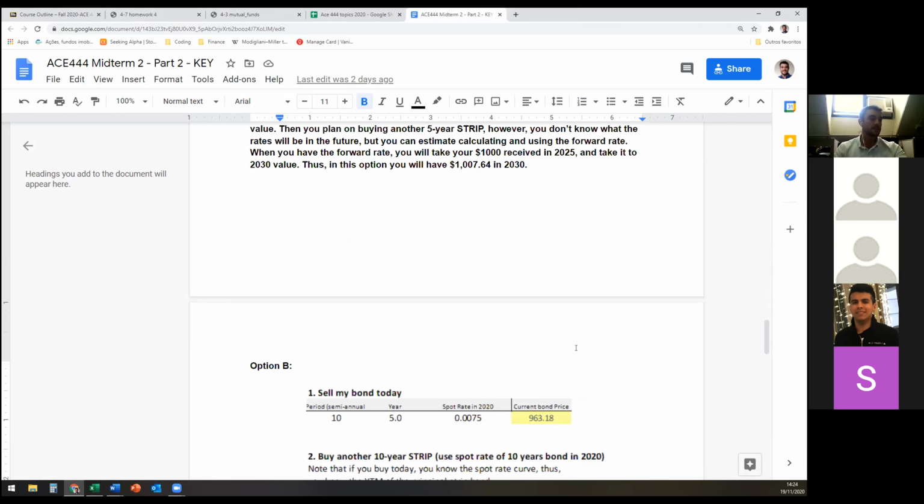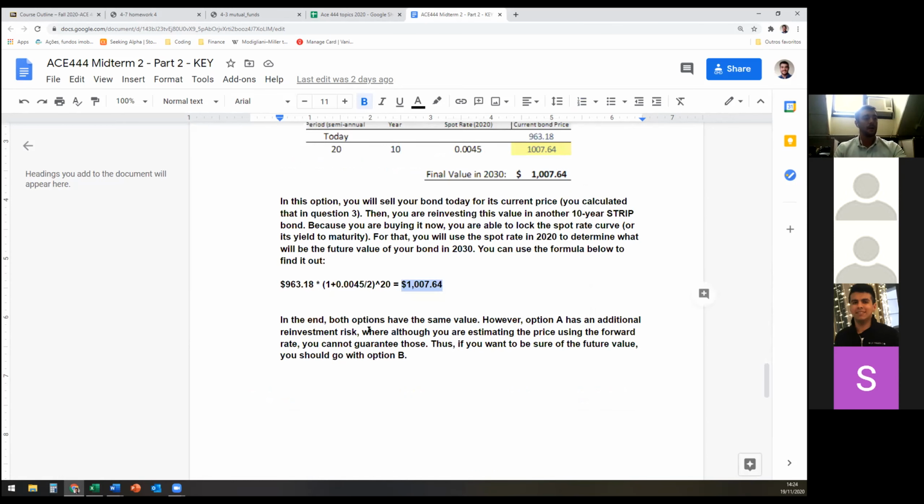So there is this additional reinvestment risk if you go to option A, although they would have the same future value or present value. So if you want to be really sure, you should lock it right now and have the money for sure. But otherwise, this is the only difference, the reinvestment risk.